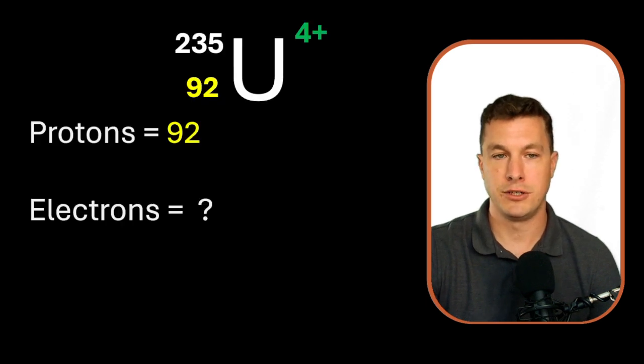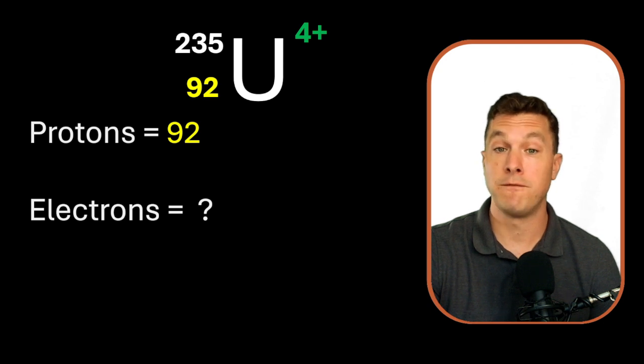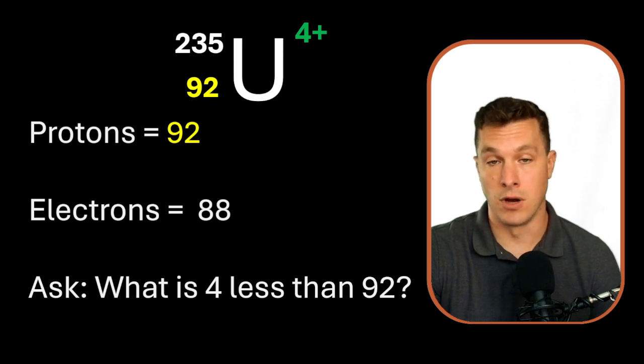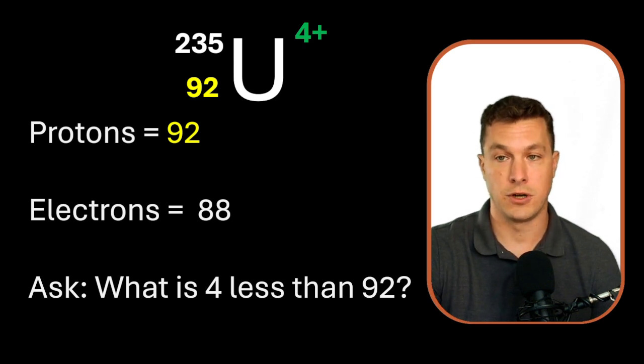So we return here to our proton count. We see that there's 92 protons. And we know that that must be 4 bigger than the electrons. So we just ask, what is 4 less than 92? You guessed it, it's 88. So there's exactly 88 electrons in this uranium with a 4+ charge.